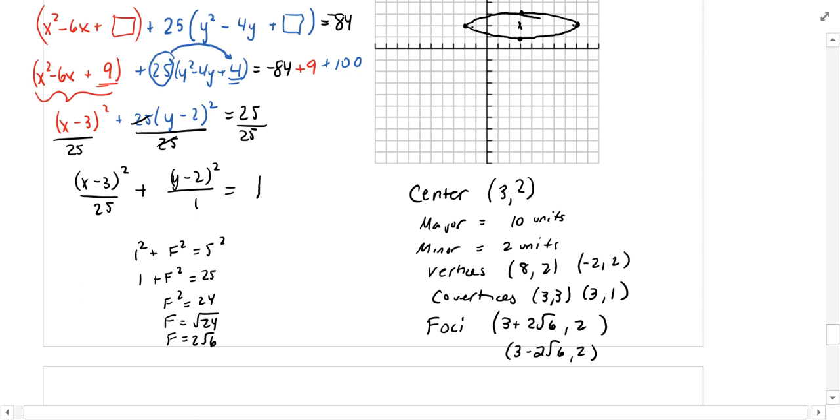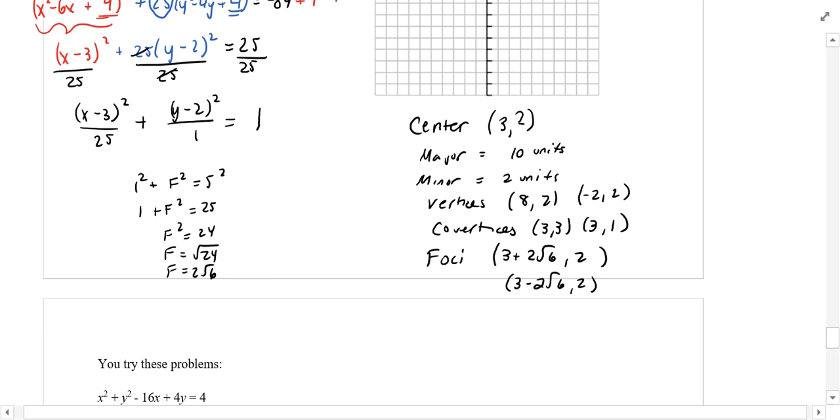Just going to be like right there. It's going to be really far apart. Because the further apart the foci are, the less circular it looks. The closer the foci are together, the more circular it looks. And if the foci are in the same spot, boom, that makes a circle. And that spot is the center of the circle.